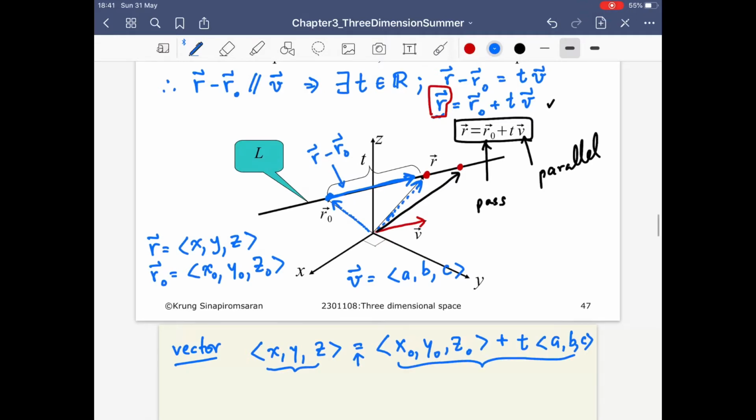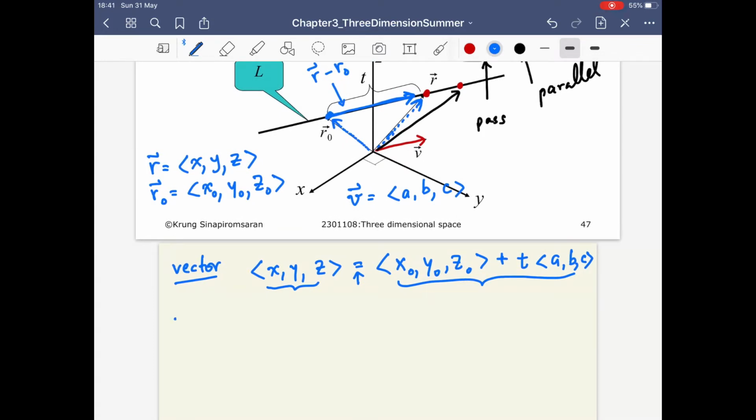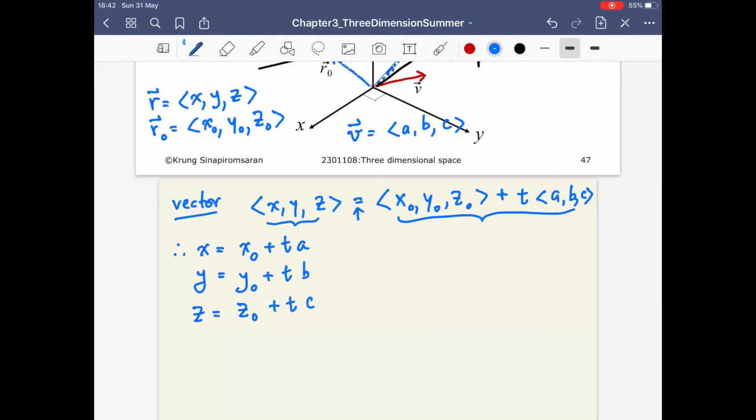So what does this mean? It means that each component is the same. So x is x0 plus ta, y is y0 plus tb, and z is z0 plus tc. Okay, so this is the point that your line is passing through, and this a, b, c is the components of the vector that your line is parallel to. Okay, so we get this form of equation of the line.